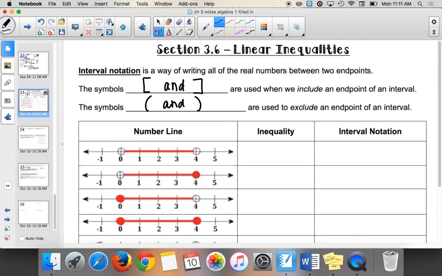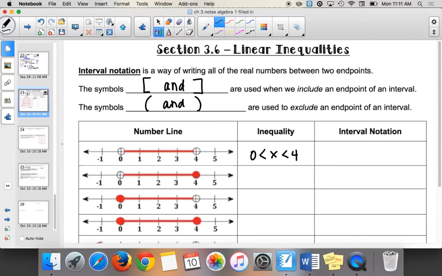So the first one, we have the number line, and we have 0 and 4, and notice how 0 and 4 are not filled in. That means they are not part of the answer, so we do not include them in our answer. So our inequality would look like 0 is less than x, which is less than 4. So what that means is all numbers where the number is greater than 0, but also less than 4. That's how we write it. Have you guys seen that before? No. Okay, so that's the way you'd write it with inequalities.